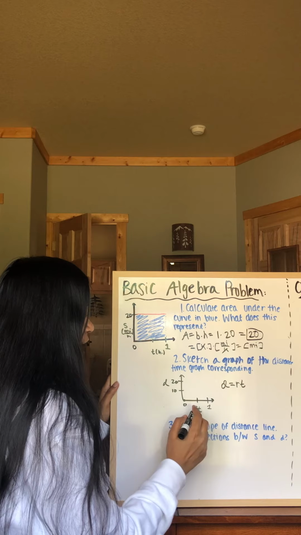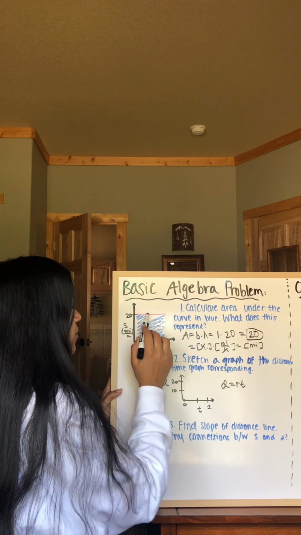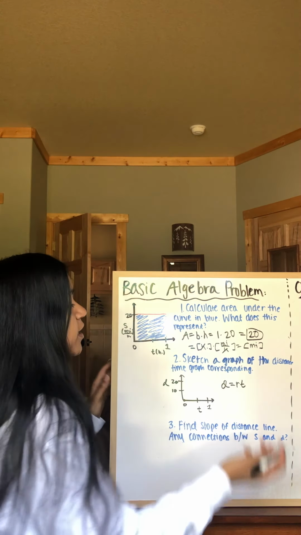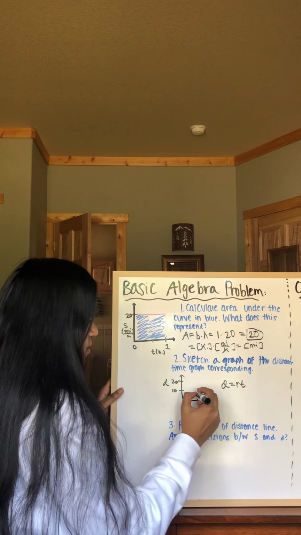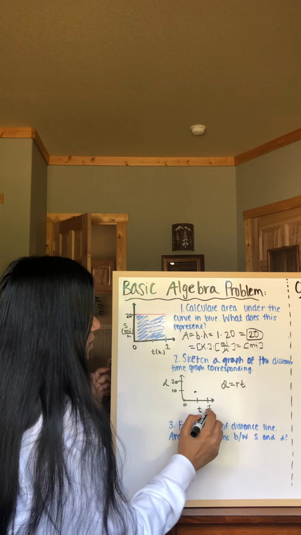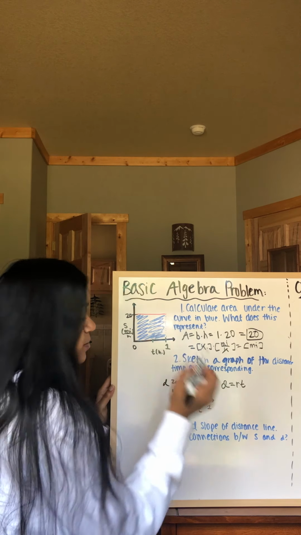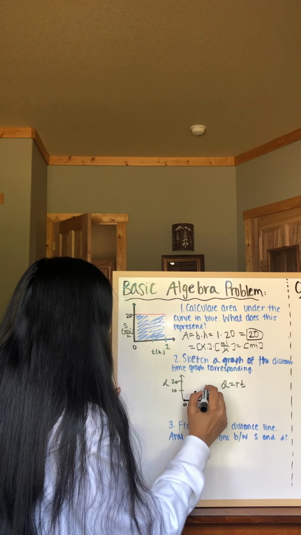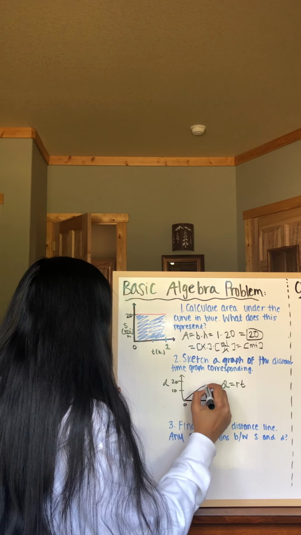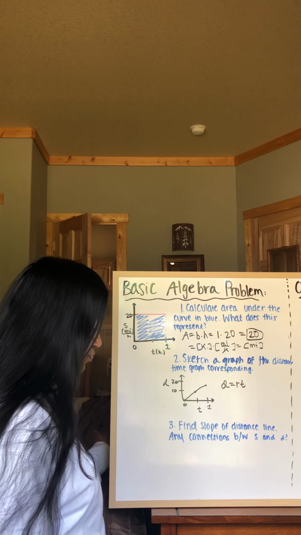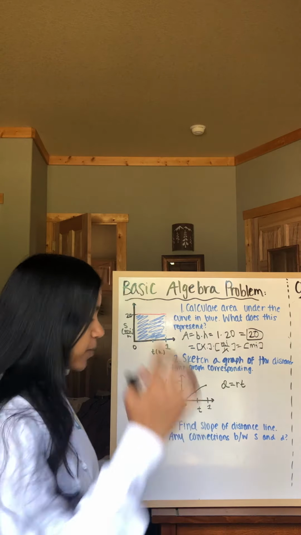Now let's look at 0.5. So at 0.5 hours on our speed time graph, you are still at 20 miles per hour. So 0.5 times 20 is 10. And at time equals 1, our rate is 20 miles per hour still. So it's going to be 1 times 20, which is 20. So that's our graph.